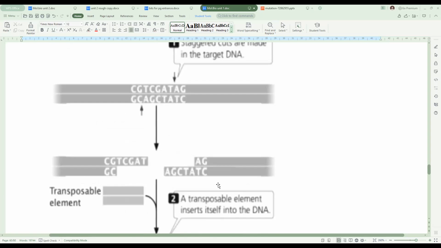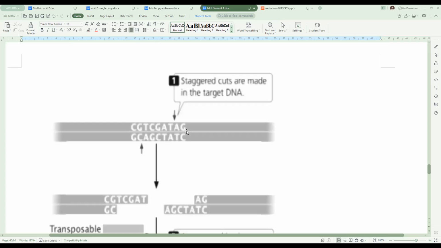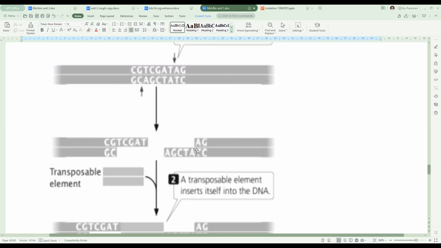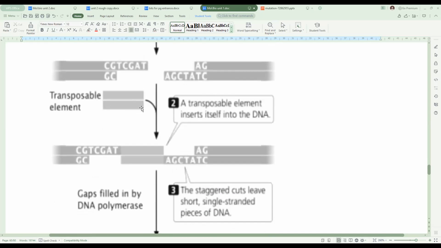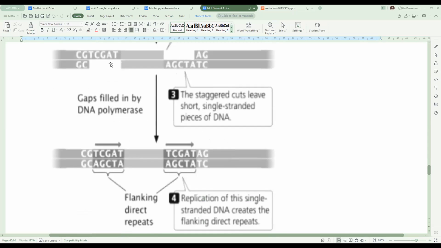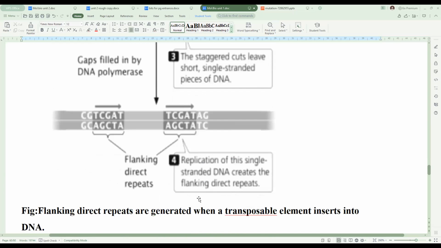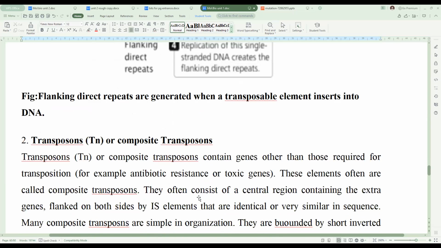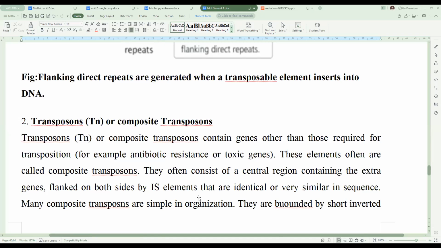Did you understand? How are the direct repeats formed? In the target sequence, staggered cuts are made. As a result of the staggered cut, we get these sequences. After the staggered cuts, the transposon will come and sit between these two pieces of DNA, and then the gaps formed are filled by DNA polymerase. As a result of gap filling, these two sequences are similar and they are present on either side of the transposon. That is why they are called flanking direct repeats. Hope I am clear, all of you? Yes, ma'am.